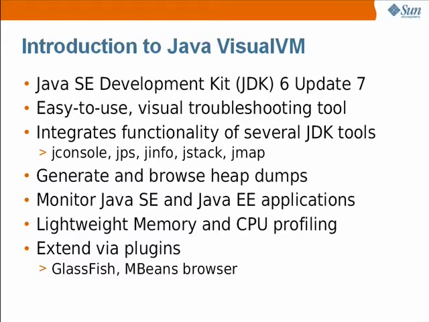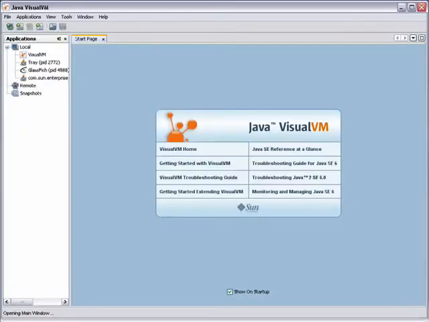This screencast will demonstrate how to use VisualVM to obtain data about the Glassfish application server and the Pet Store web application that has been deployed to the server. First, we will start VisualVM. When VisualVM starts, it automatically detects all the Java applications that are running on the local system.